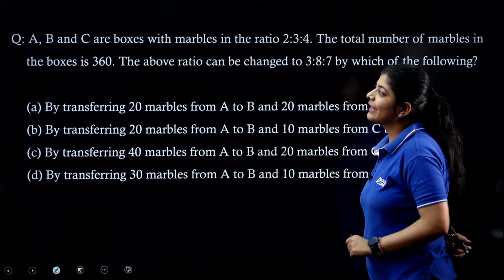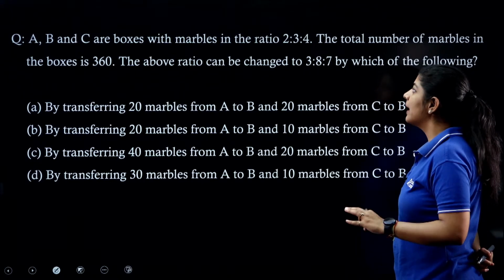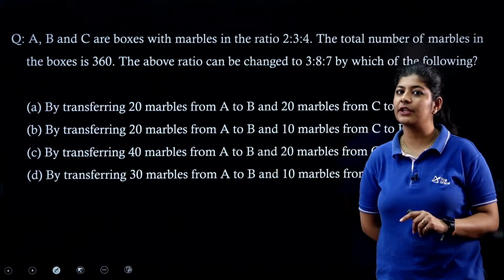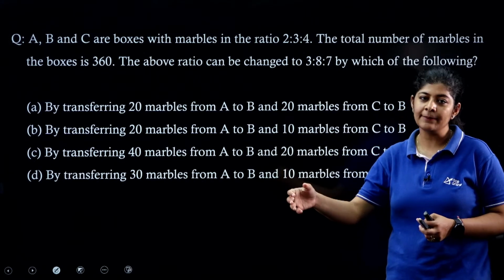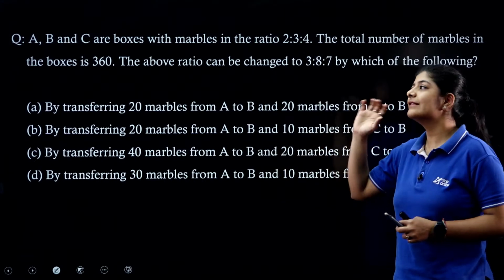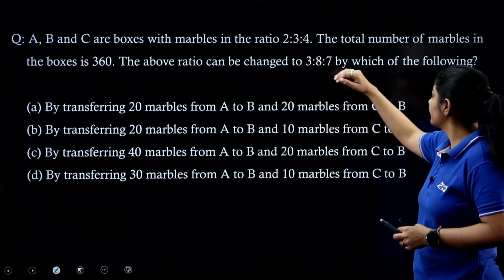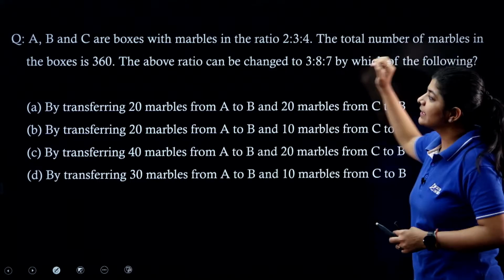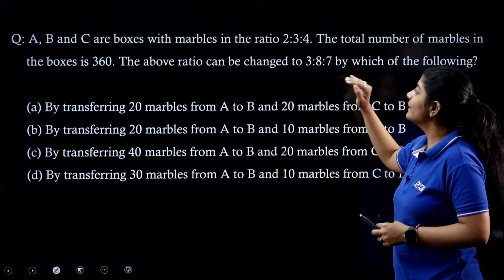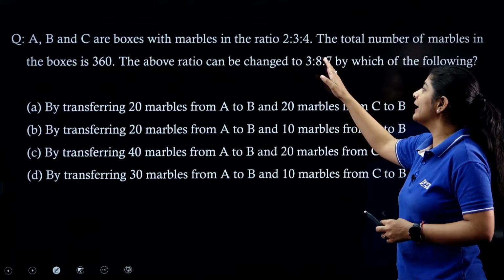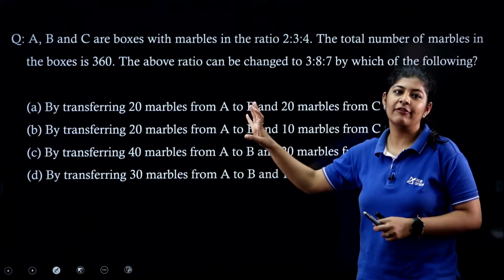The question is saying that A, B and C are boxes with marbles in the ratio 2:3:4. Here we have 3 boxes. We named them A, B and C. We put some marbles in them, and the marbles are in the ratio 2:3:4. The total number of marbles in the boxes is 360. The above ratio changed to 3:8:7 by which of the following, and here you have a few options.